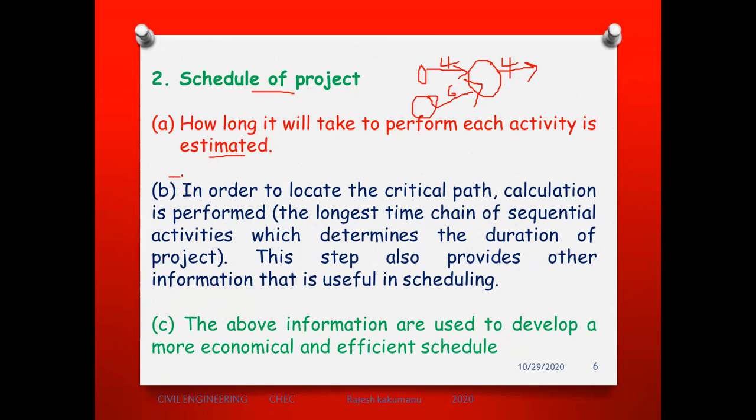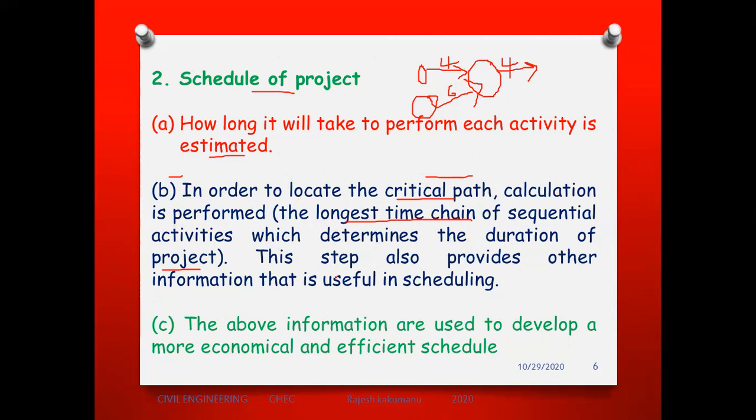Next one. In order to locate the critical path, calculation is performed. So what is the critical path? We have to see the longest time taken to complete the work from the starting part to the ending part. We said that in the beginning. In order to locate the critical path, we have to do the calculation. What is the calculation? That is the longest time chain of sequential activities which determines the duration of the project. Okay, so we have to do the calculation.